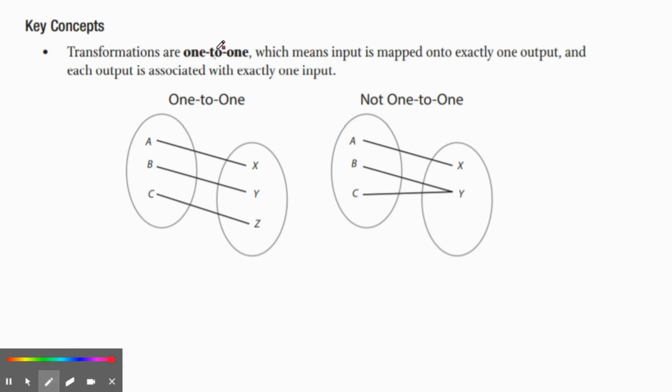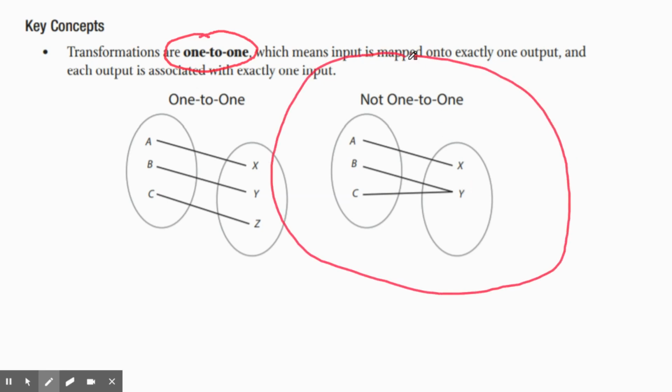Another vocabulary term that comes up a lot, especially in transformations, is one-to-one. In other words, for every point, there's going to be another point that's going to match up. Now notice this example over here is not one-to-one because both B and C are transforming into one value. So it's got to be for every one input, there's going to be one output.